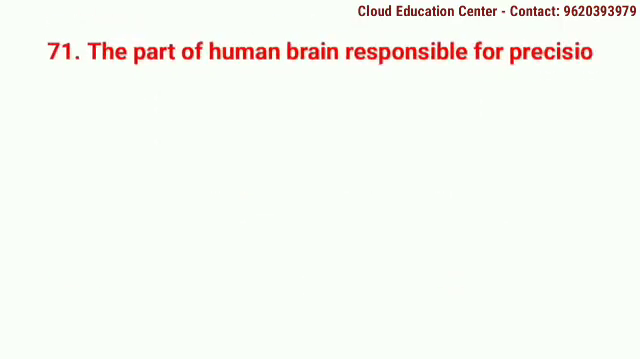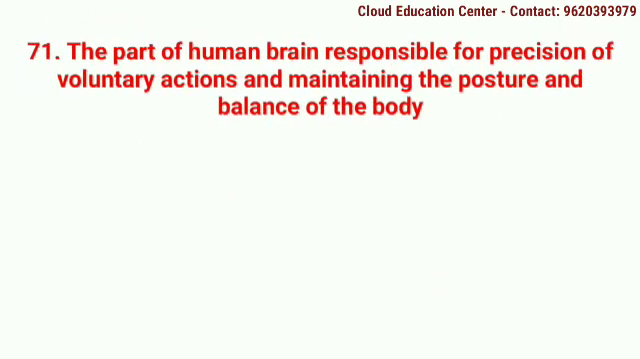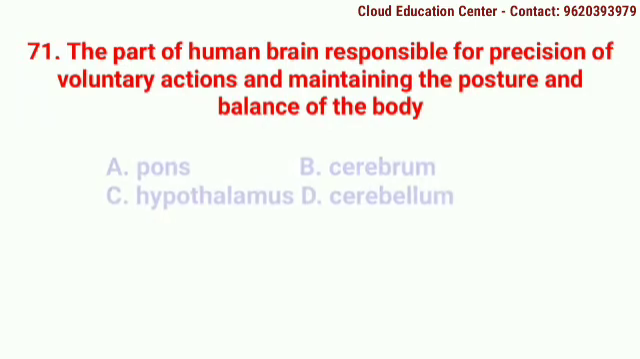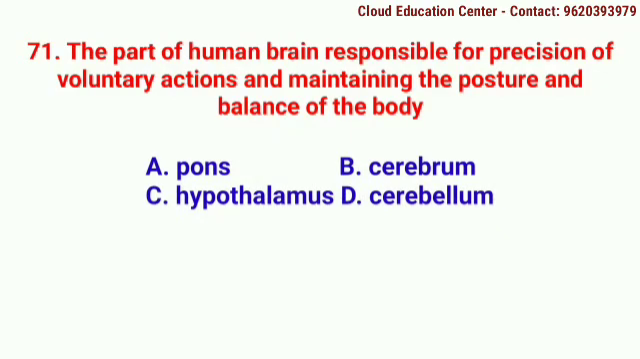The next question is, the part of human brain responsible for precision of voluntary actions and maintaining the posture and balance of the body. There are four options. In that, option D, cerebellum is the correct one.